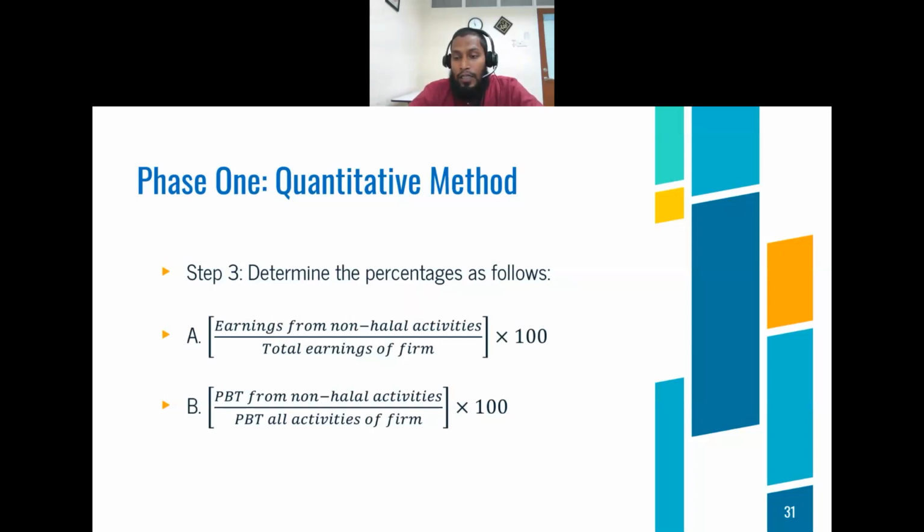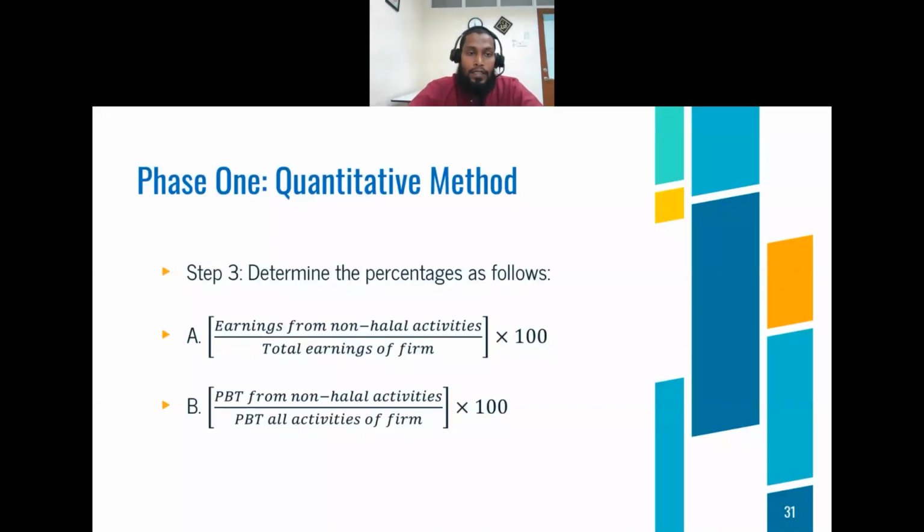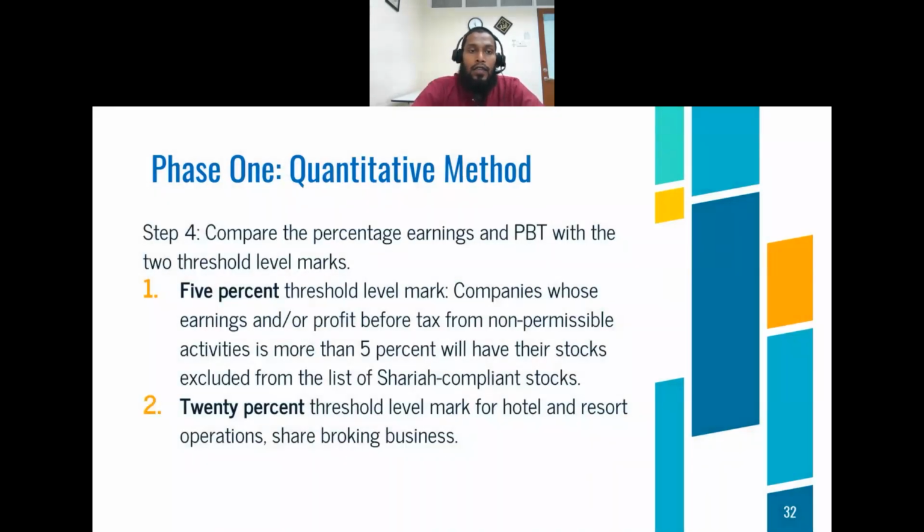After we get this answer, we need to measure it against the criteria set by the Securities Commission. There is a 5% benchmark and a 20% benchmark. If the non-halal income is from obvious sources like riba or non-halal products, the profit before tax or even the total income should not be more than 5%. When we divide the A and B, we should not get any answer which exceeds 5%. So the benchmark here is the 5% threshold level.